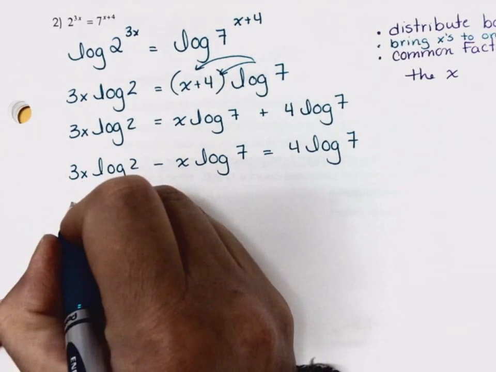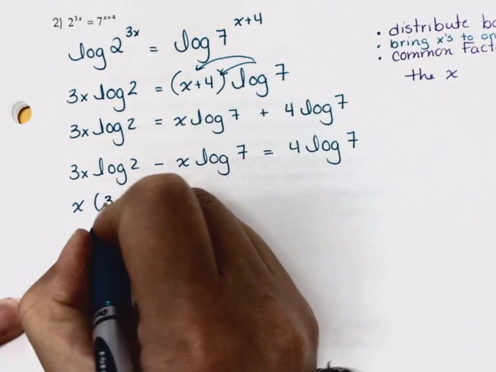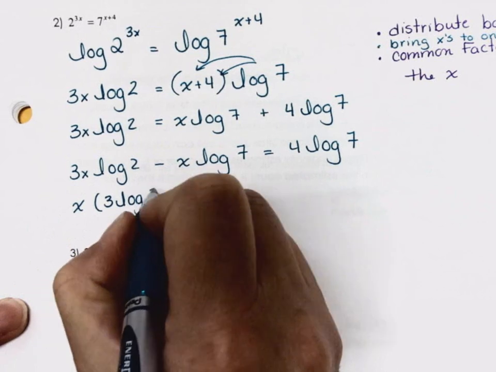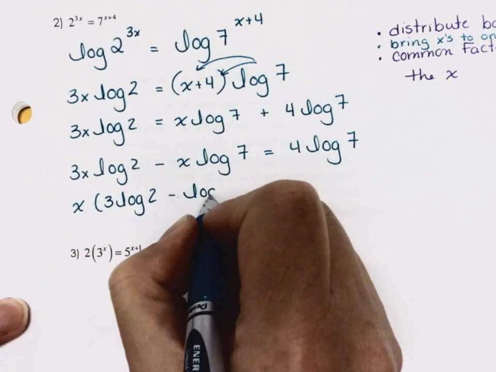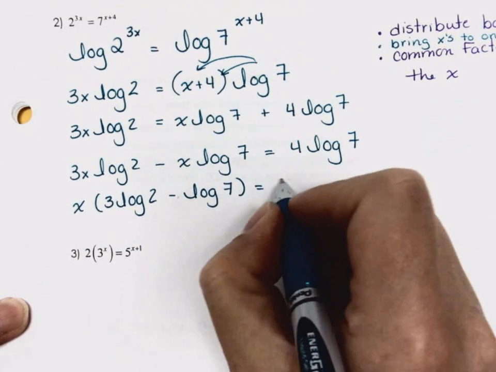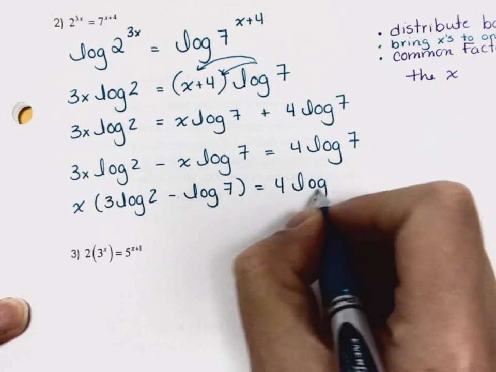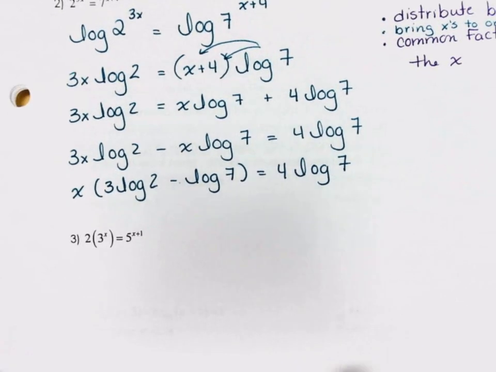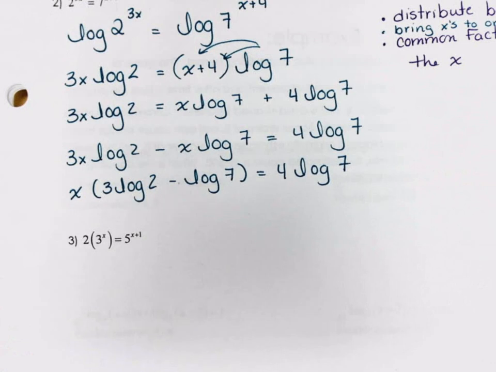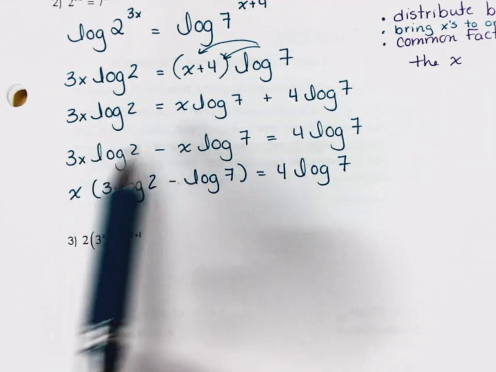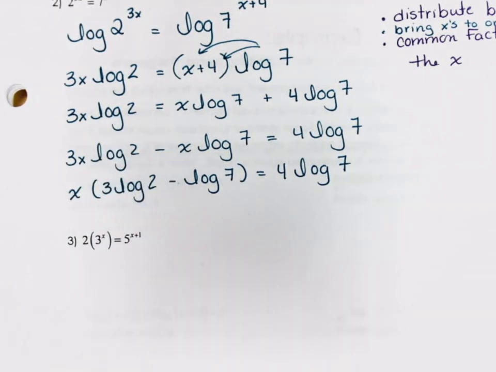So we're going to take out an x, so I'm left with x times 3 log 2 minus log 7 equals 4 log 7. And if I multiplied that x back in, it would be the same thing. So this is just algebra. This isn't ugly algebra, but it really is just algebra. It just looks really difficult.